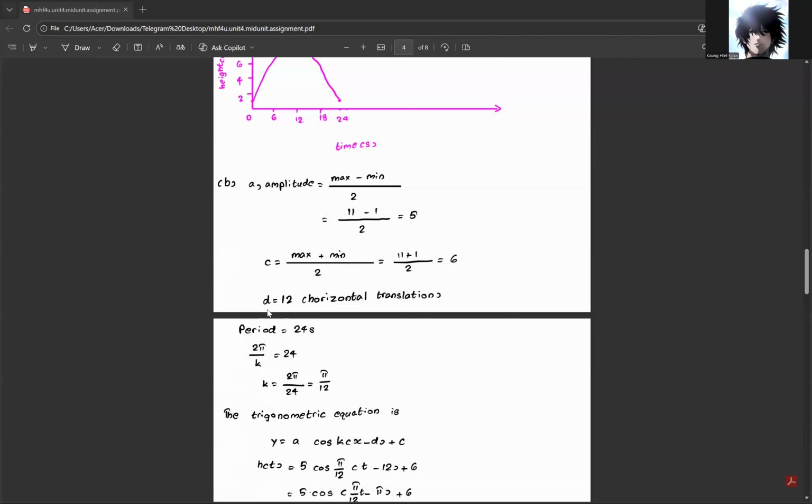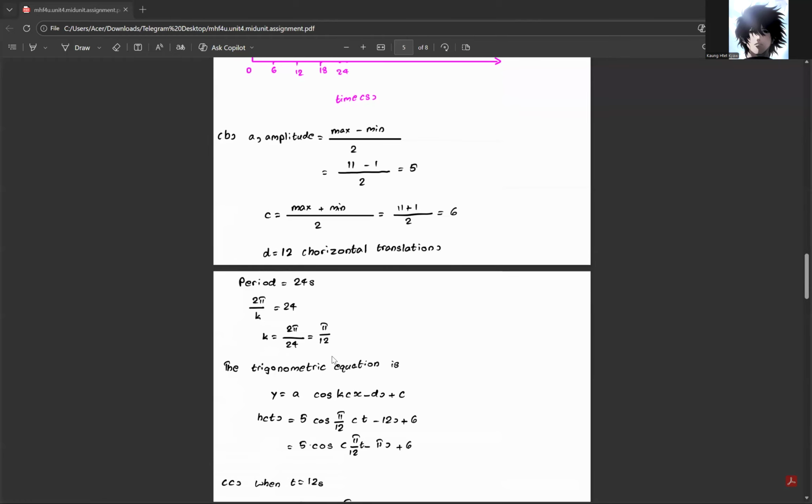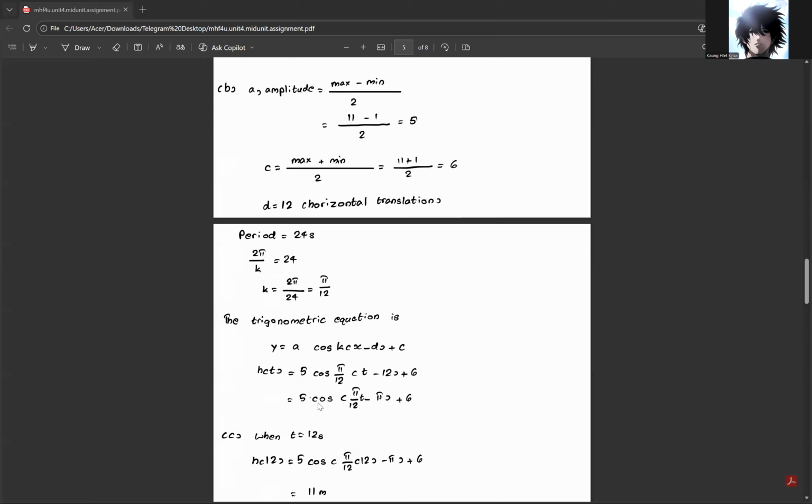For the period, we complete one rotation in 24 seconds. So the period is 24. k equals 2 pi divided by 24, which simplifies to pi over 12. Because the rider starts at the lowest point, I use the negative cosine function. So the equation is h of t equals negative 5 cosine of pi over 12 t plus 6.